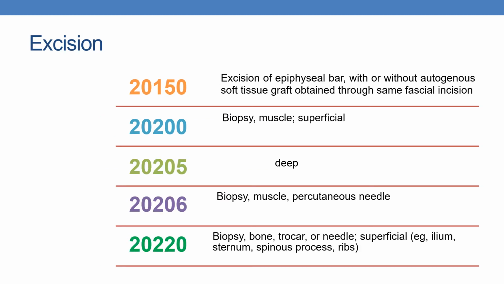Now coming to excision codes. 20150, excision of epiphyseal bar with or without autogenous soft tissue graft obtained through same fascial incision. The next is 20200, biopsy muscle superficial. The next is 20205, biopsy muscle deep. The next is 20206, biopsy muscle percutaneous needle. The next is 20220, biopsy bone, trocar or needle, superficial. For example, ilium, sternum, spinous process, ribs.